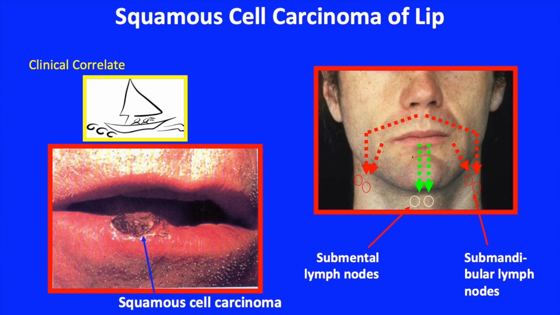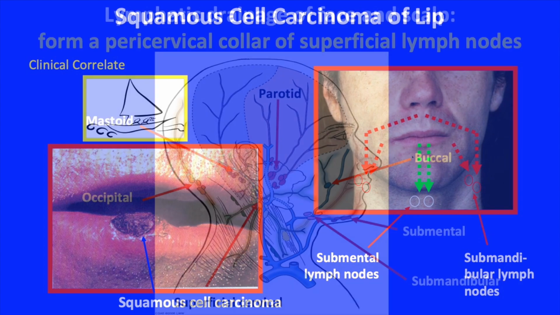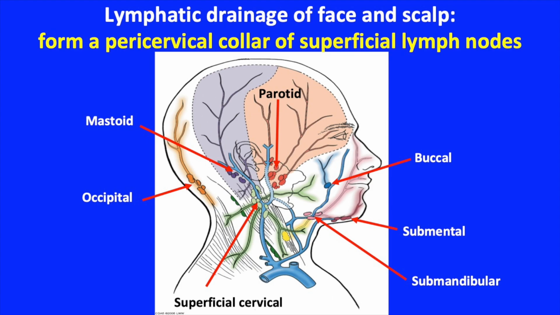But if there's any silver lining with cancer of the lips, it is that the metastasis from the center of the lips is initially to the submental lymph nodes, and these drain to superficial nodes first. Hence, it is possible to envision a scenario where these cancers may be more easily treated than those of the periphery. And here's the lymphatic drainage scheme.